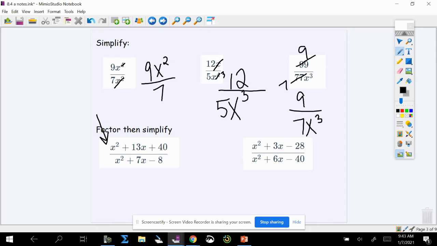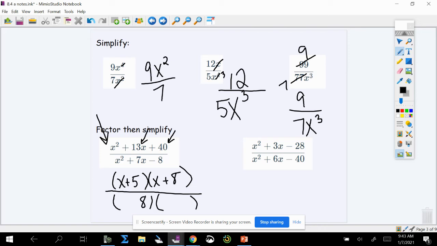So you're going to do a lot of basic factoring. The math nerd in me absolutely loves this section. It's funny, it's at the end of the year, but it's one of my absolute favorites because it involves so much factoring. So I need numbers that multiply to get 40 and add to get 13. So that is going to be 5 and 8. Everything's positive here. So that's how you factor the numerator. In the bottom, I need numbers that multiply to get negative 8 and add to get positive 7. So that's going to be an 8 and a negative 1.